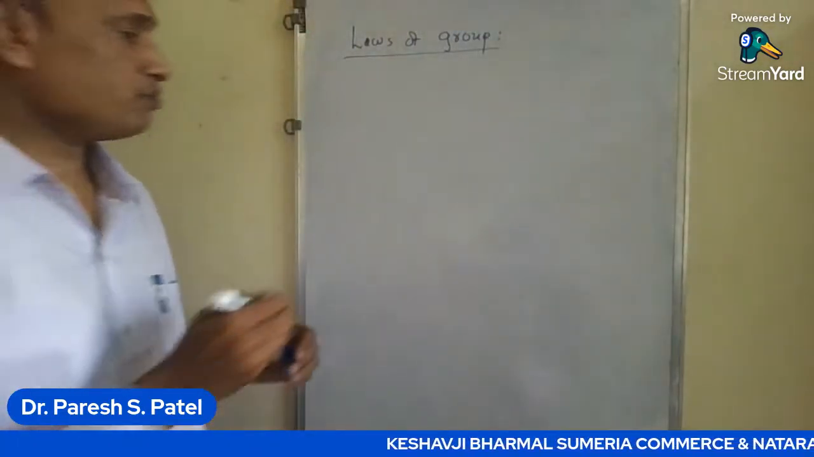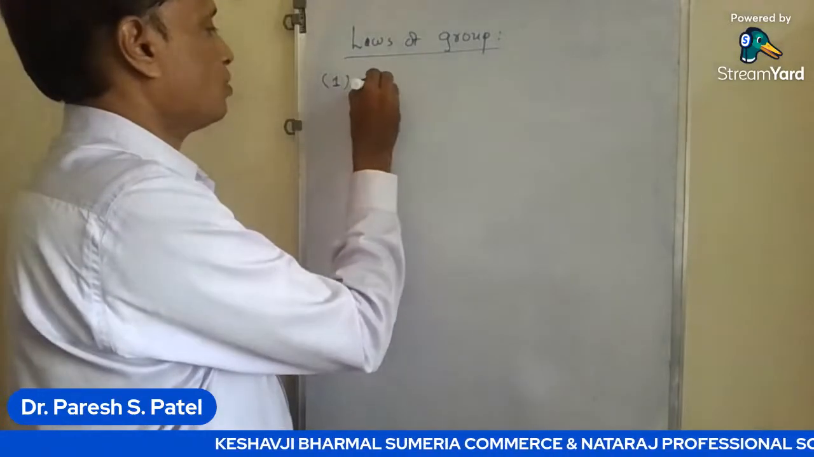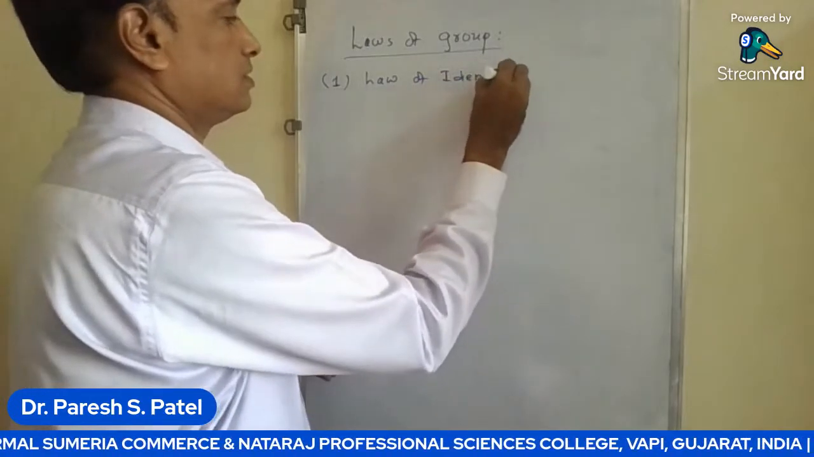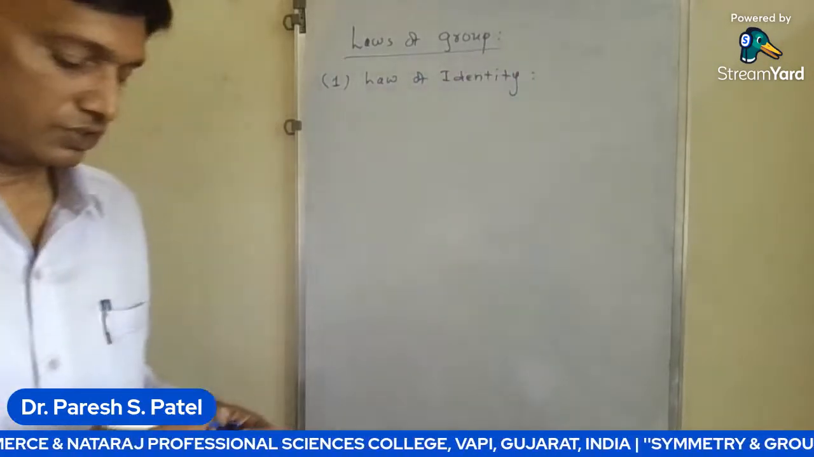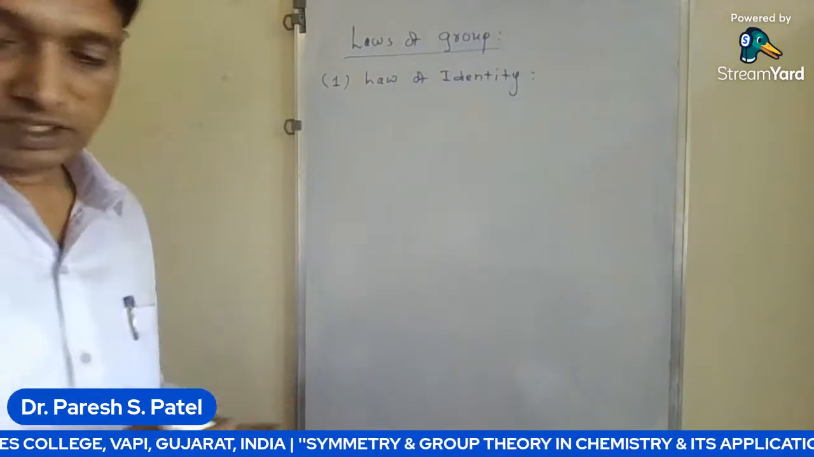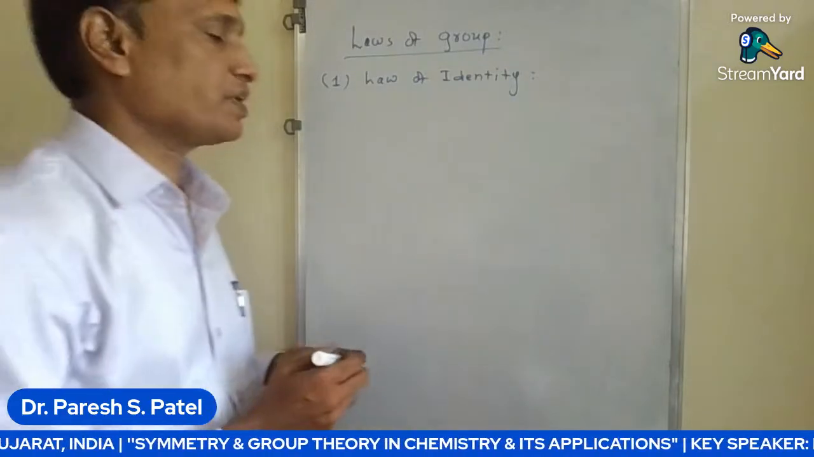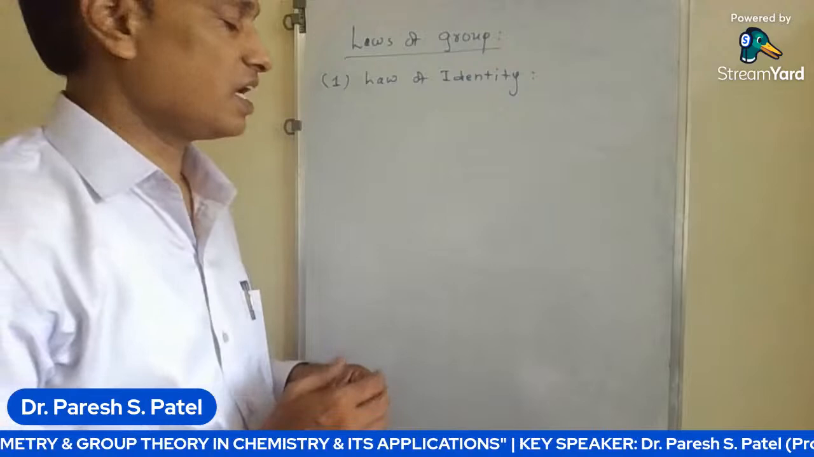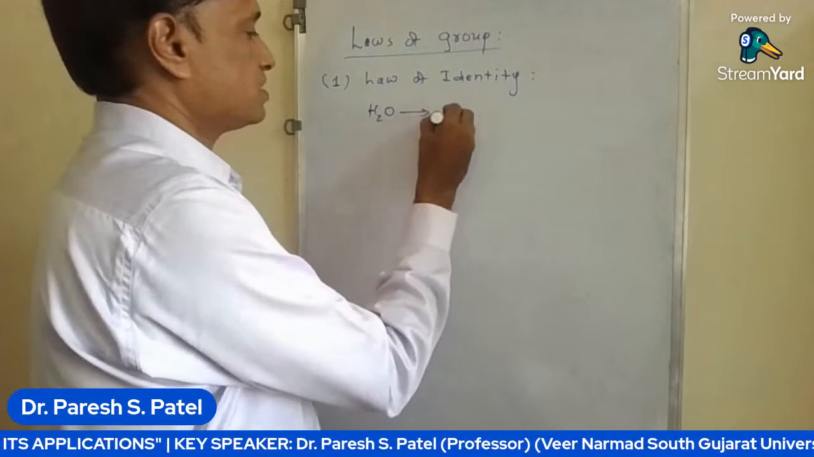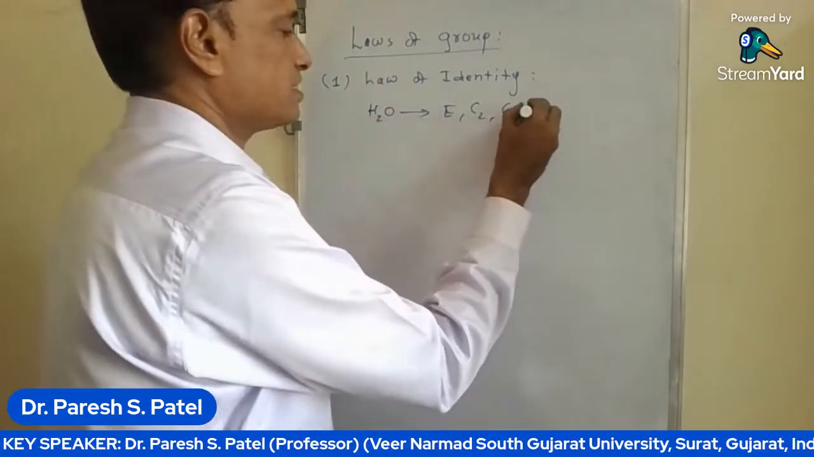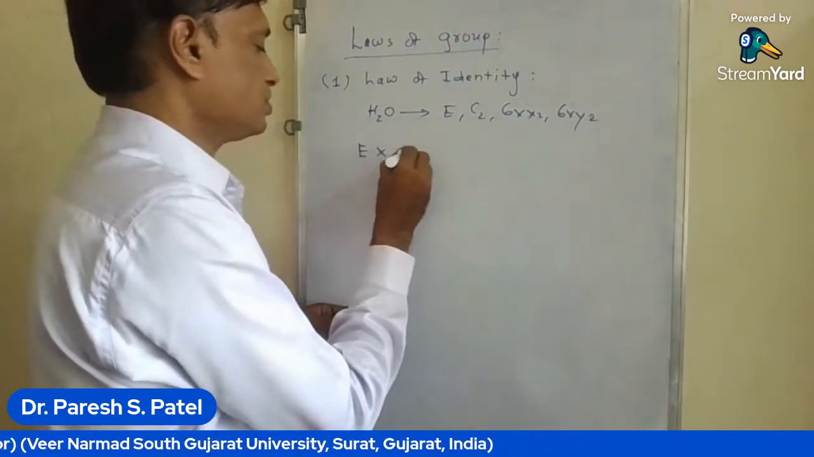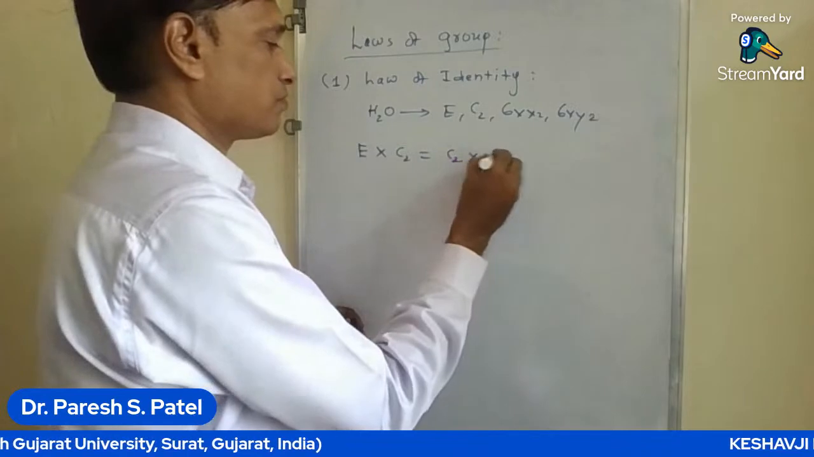There are four laws of a group. First law is the law of identity. What is the law of identity? Combination of the identity symmetry operation with any symmetry operation, the answer will be the same. For example, the water molecule consists of E, C2, sigma Vxz and sigma Vyz symmetry elements. So E into C2 is equal to C2 into E is equal to C2.